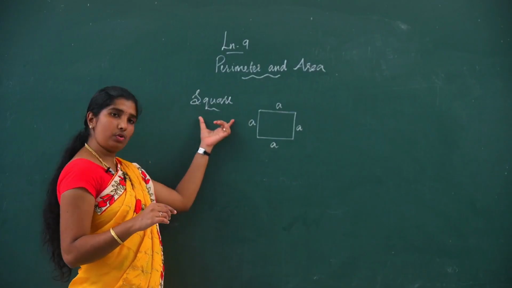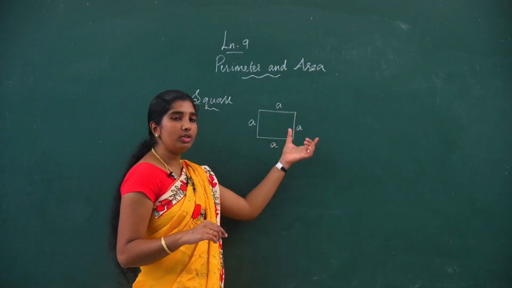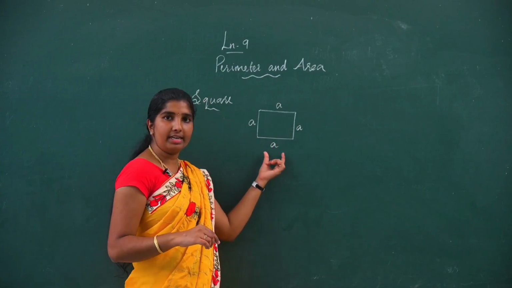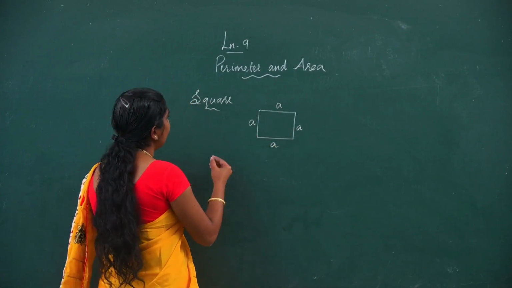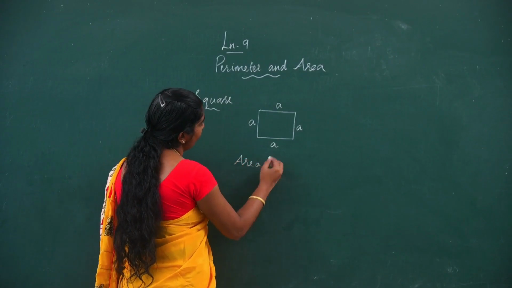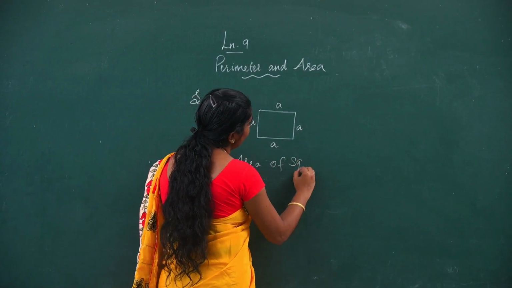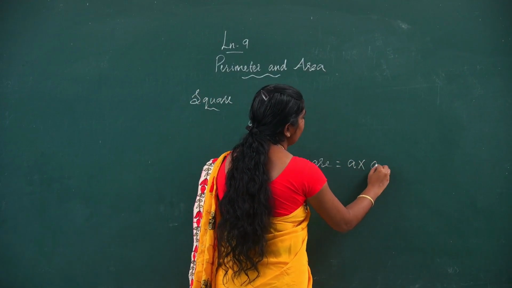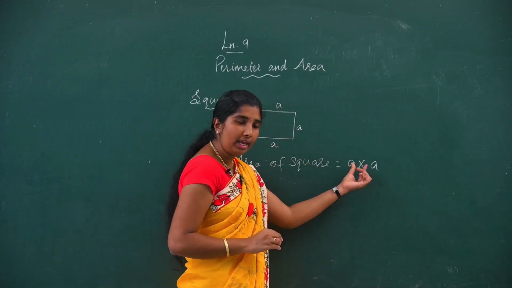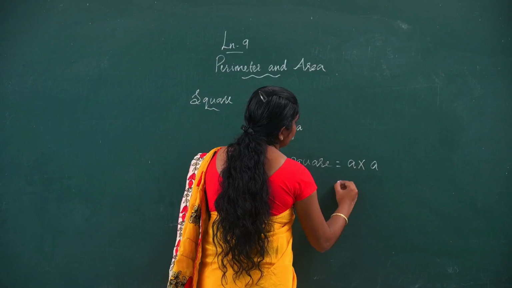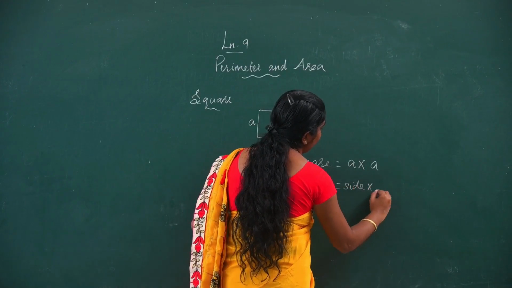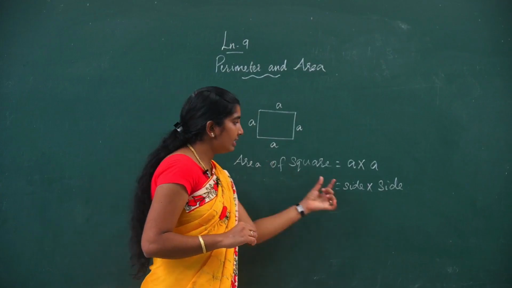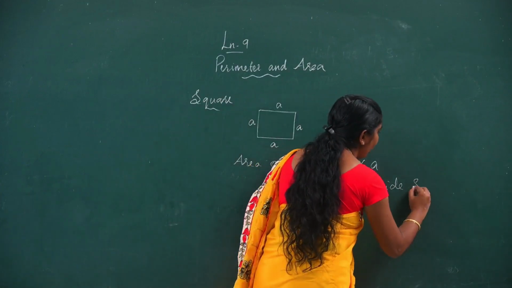Next, the area of a square. See this square. You know all 4 sides are equal. So we represent the side as A. Now I make the formula to find the area of a square. Children, we know length, row into column, that is A into A. All the sides have the same value A. So A into A, that is side into side. So what is the formula for the area of a square? Side into side, square unit.